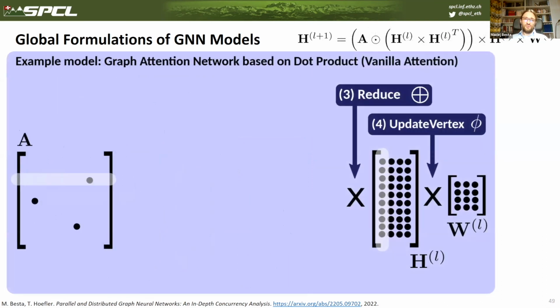We also have such analysis for more models. For example, for the vanilla attention model, which is very similar to the GCN model, we can see the expression for the vanilla attention here. So our A is again the adjacency matrix. On the right side, we can see again the product with the feature matrix and then the parameter matrix. But what is different is this part in the middle, right? We also have to conduct the element-wise product with the result of the H matrix times its transpose.